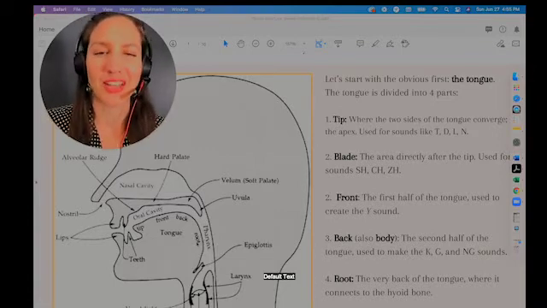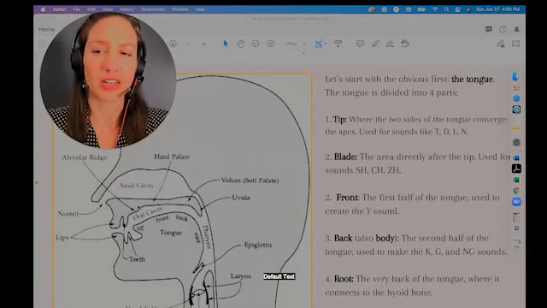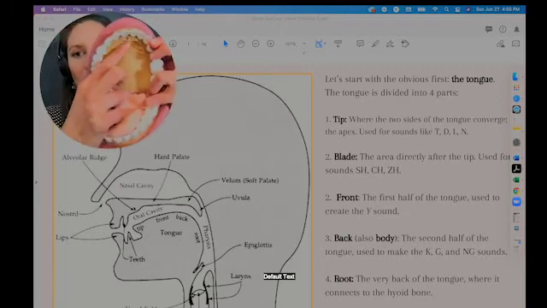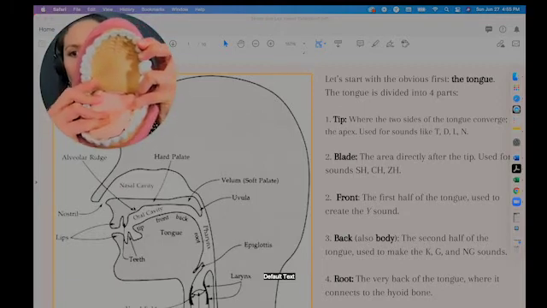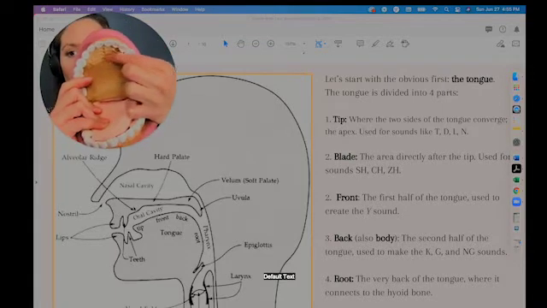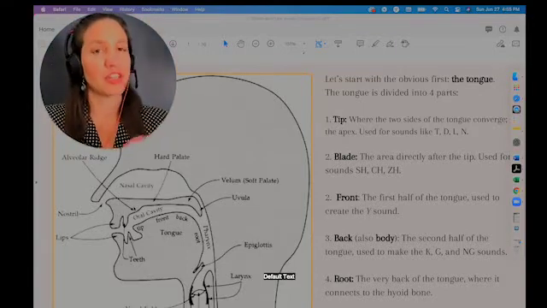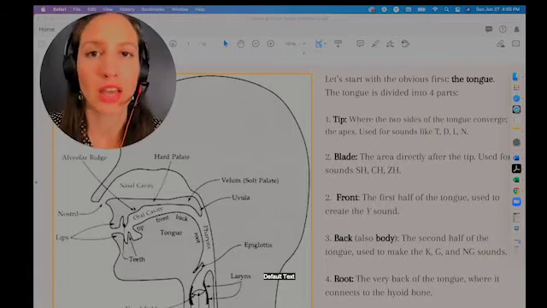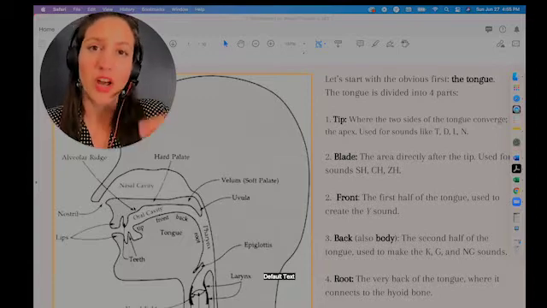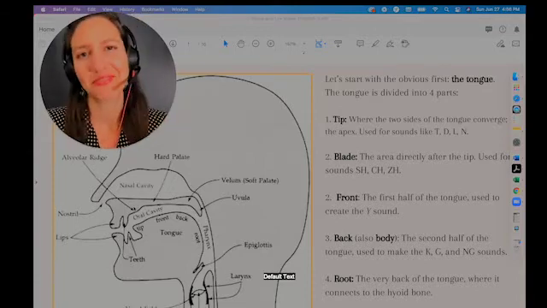The next structure we'll look at is called the alveolar ridge, which is located right here. And on my model, it's located here, directly behind the front upper teeth. The alveolar ridge is a ridge-like, bumpy structure, and it is used to produce sounds with the tongue tip and the tongue blade. If you run your tongue along the alveolar ridge, you'll be able to feel the bumpy surface.